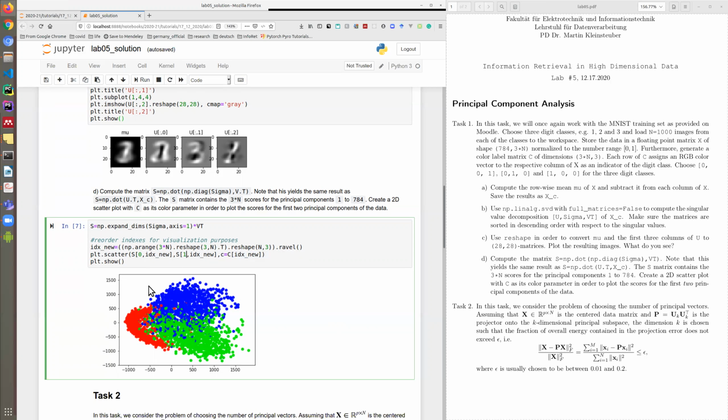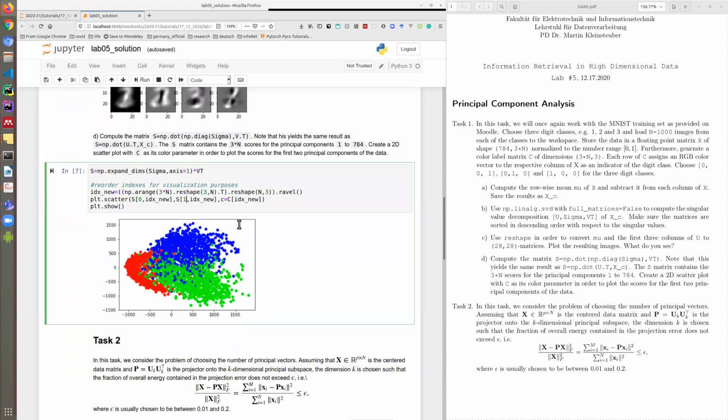And then we make a scatter plot, and we can already see that we had 28 by 28 dimensional images, like 784 dimensional images. And using only three basis vectors, we were able to extract so much information that we can even visually see that these classes have a visual split, so to say.